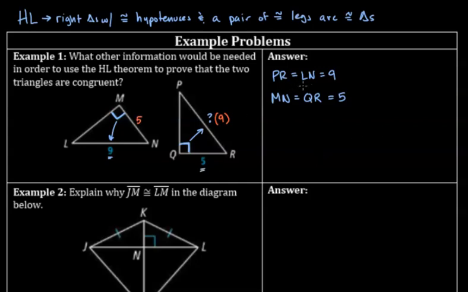And if I had those two pieces of information, that this was 9 and that this side was 5, then I would have two right triangles with hypotenuses that are congruent, they're both 9, and a pair of legs that are both 5, so those triangles would be congruent by HL.